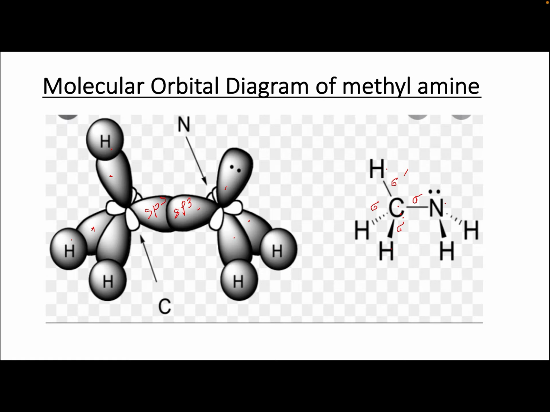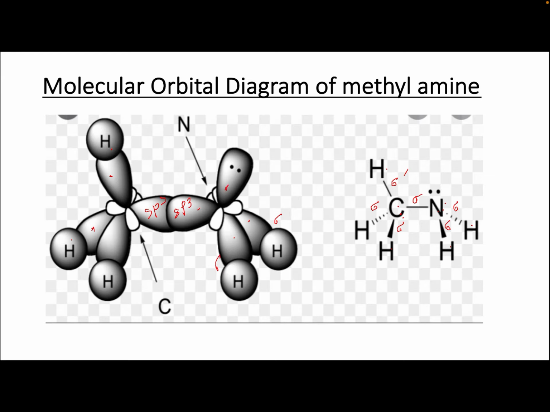Here one more sigma bond is formed by the sp3 hybrid orbital of nitrogen and the s orbital of hydrogen. Again here one sigma bond is formed by the overlap of a hybrid orbital of nitrogen and the s orbital of hydrogen. This is the same sigma bond. So the one lone pair of electrons remaining on nitrogen occupies one of the hybrid orbitals of nitrogen.